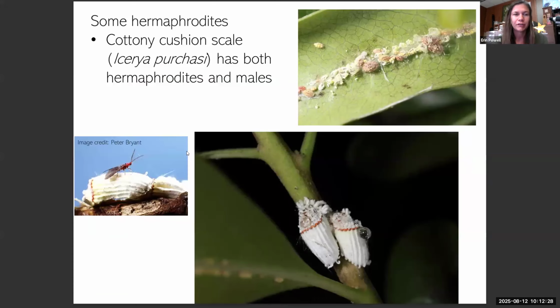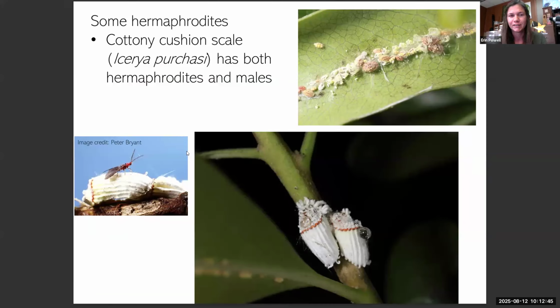Scale insects, generally, I talked about the differences between the sexes, but they can also have some interesting reproductive modes. Some of them, like cottony cushion scale, which is one of our famous scale insects, is actually hermaphroditic. There are also species that are thought to be parthenogenetic.